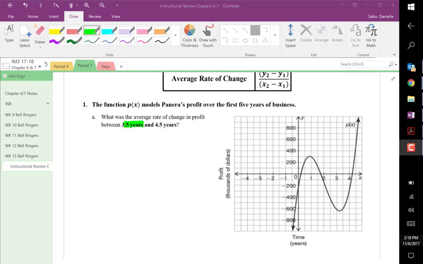What is the average rate of change between 3.5 years and then 4.5 years?